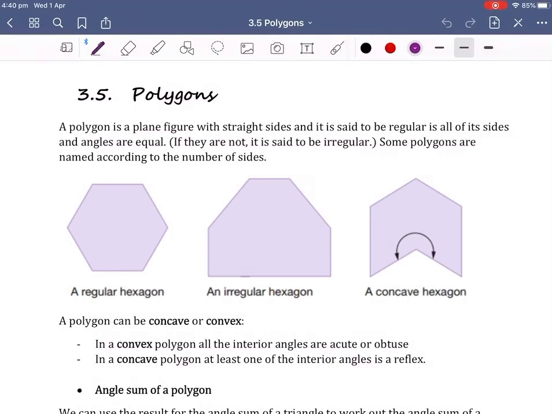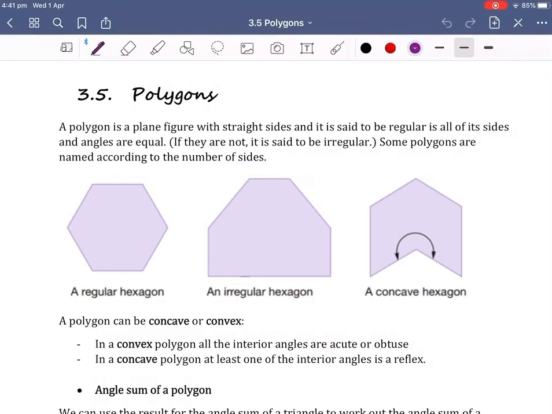Some polygons are named according to the number of sides. A regular hexagon is named a hexagon because it has 6 sides, and hex means 6. An irregular hexagon is named this because not all sides are the same. And then we have a concave hexagon.